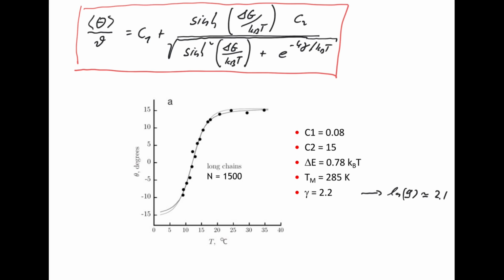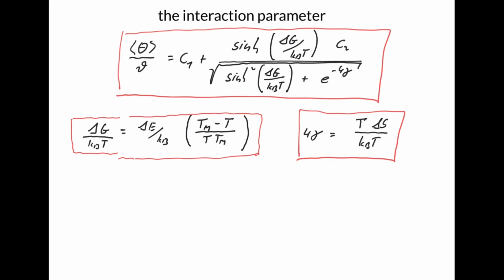So let's summarize what we obtained. We obtained a description using the Ising model for the two-state folding problem of a protein. And the important parameters were given by the melting temperature, that is associated to the change of the delta G from the folded to the unfolded state, and an interaction parameter.